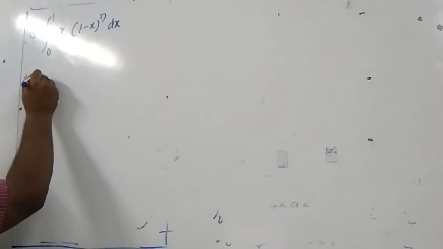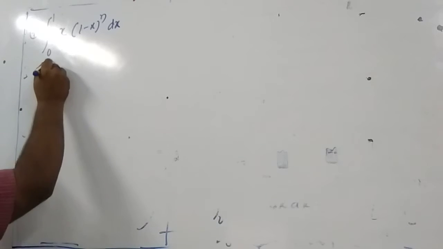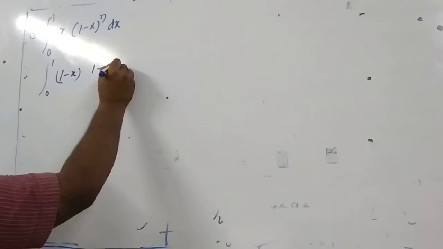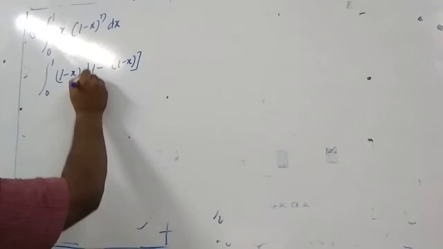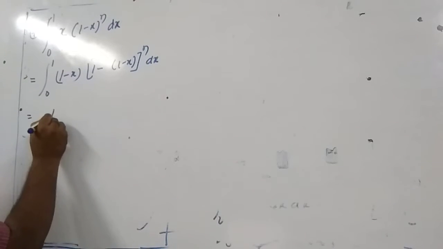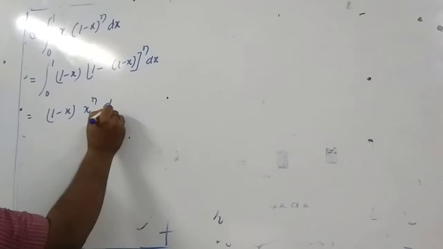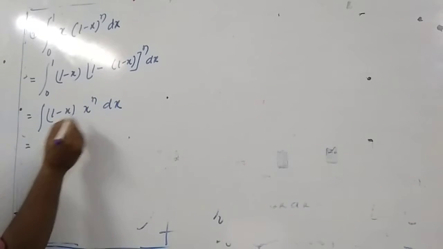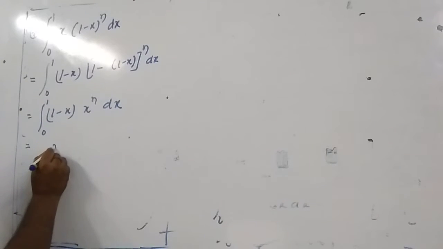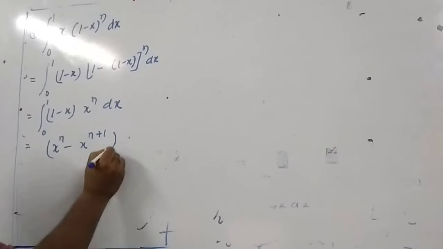As usual, we will apply property number 6 here: the upper limit minus x in the function, so 1 minus x, and 1 minus (1 minus x) to the power n dx. Next stage, 1 minus x becomes x, so x to the power n dx. Taking this x to the power n inside the bracket, this becomes x to the power n minus x to the power n plus 1 dx.